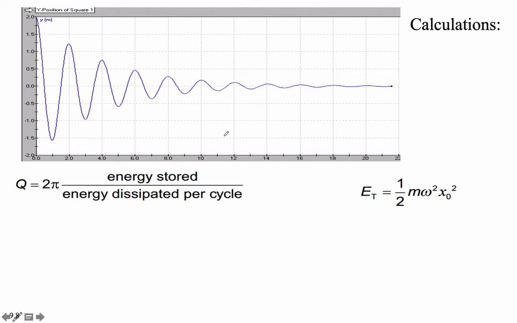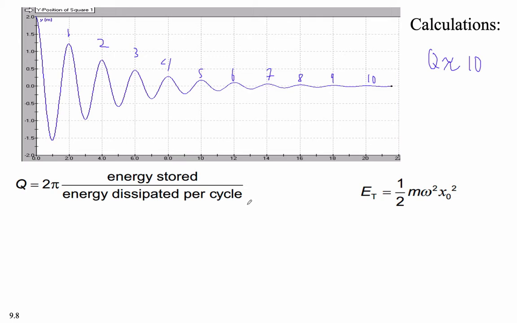Remember, this is the example I showed you. We think our Q factor here is 1, 2, 3, 4, 5, 6, 7, 8, 9, maybe 10, right? Q is approximately 10 for this guy, right? So let's do some careful reading here, okay? We're going to use this formula here, 2 pi energy stored over energy dissipated per cycle, okay?